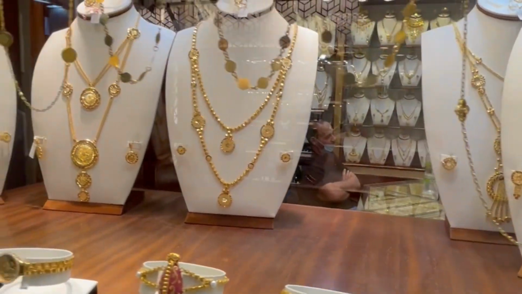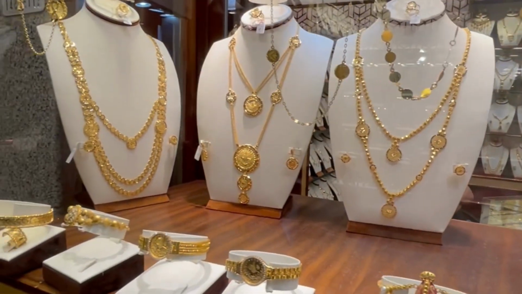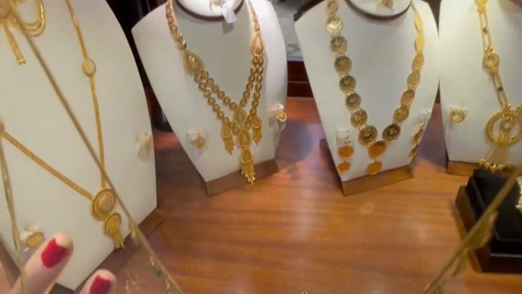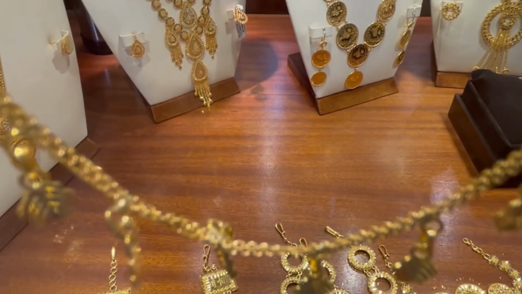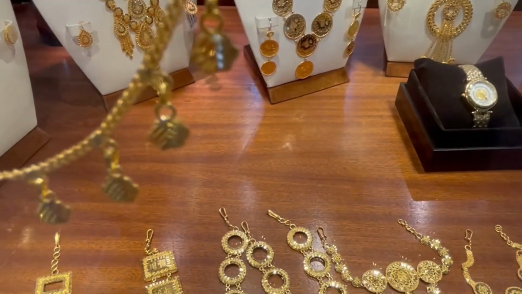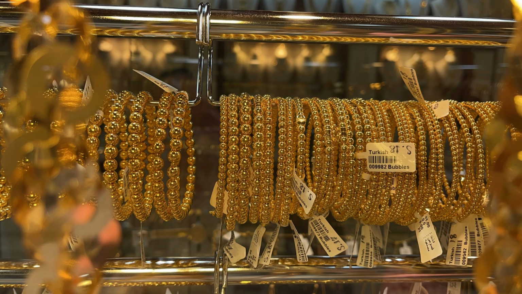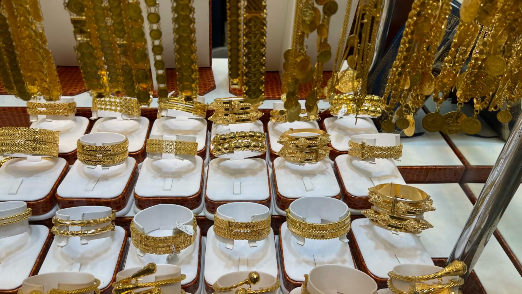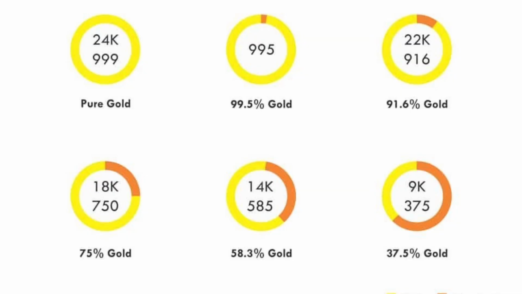The reason there are different carats of gold is that pure gold, while beautiful and highly malleable, is too soft for practical use in jewelry and other items. So, to enhance its durability and hardness, gold is often alloyed with other metals, creating different carats with varying gold content. Here is the breakdown of commonly used gold carats. 24 karat gold, pure gold with no other metal mixed in.